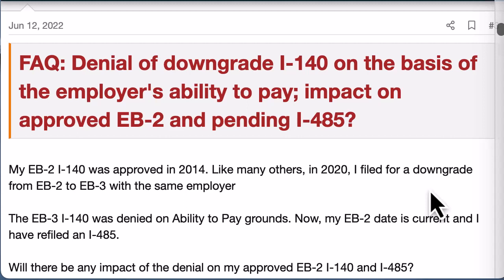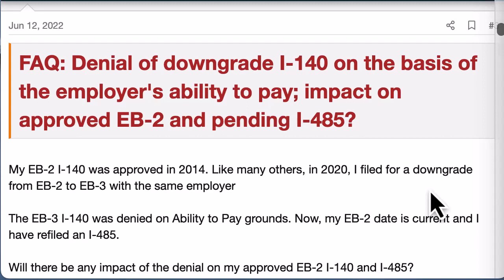You have an EB2 approval, like a lot of people did, including our own clients. You applied for a downgrade to EB3 because during a certain period of time, EB3 was moving faster than EB2. So you filed a second I-140. The second I-140 gets denied because of the employer's failure to demonstrate the ability to pay wages.